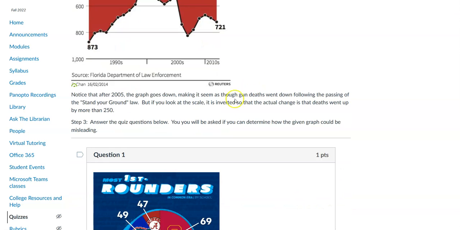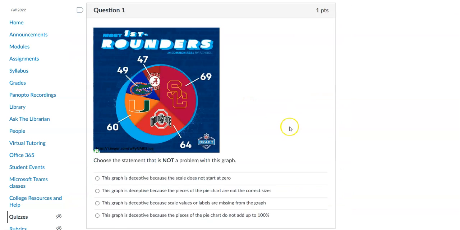All right. And then you're going to answer the questions in this quiz. For each of these questions, you're going to look at this and choose something that's not a problem with this graph. Well, the graph is deceptive because the scale does not start at 0. This one doesn't start at 0. But it is because the pieces of pies are not the correct size. That's true. None of these make any sense. They don't have scale values or labels on there really that tell us what's going on.